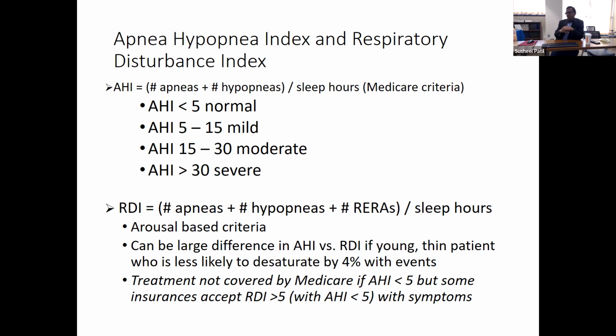So the big thing as you look at these, I think, is to look at the difference between the AHI and the RDI, or the 4% rule and the 3%. You'll see that some are very similar to each other, and some are very different from each other. And that tells you something different about patients. Treatment is not covered by Medicare if the AHI is less than 5, but private payers often will allow you to use RDIs or arousal-based events.